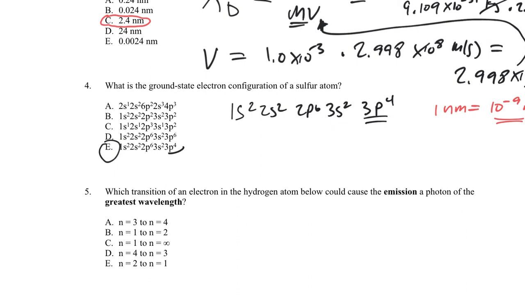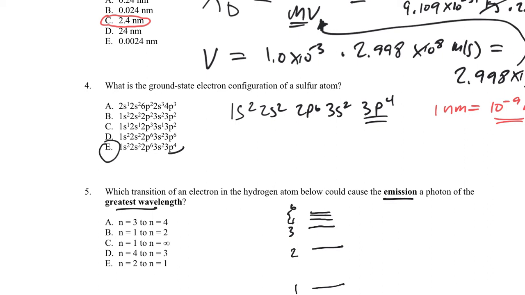Which transition of an electron in the hydrogen atom could cause the emission of a photon of the greatest wavelength? Okay, so let's look at some of these and remind ourselves of the one key detail that we're expected to know here: the 1 to 2 is the greatest energy difference, then the 3 is a little bit lower, then the 4 is a little bit lower, then the 5, and the 6 even lower. So these would be the relative energy levels for the 3, 4, 5, and 6. And so we have a few different transitions given.